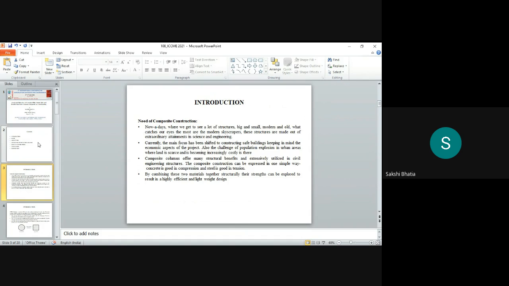Also, the main focus of construction is shifting towards the safety aspect of the project along with the economic aspect. And we know that with limited land, population explosion has become a challenge in urban areas. So we need to make taller structures that can provide more space to more occupants. Also, the columns at the bottom level of any building need more strength and durability to withstand the loads. Composite columns like concrete filled single skin tube columns and concrete filled double skin tube columns provide such advantages of high strength and durability. The composite columns are structurally combined together to have the benefits of both materials, steel and concrete.